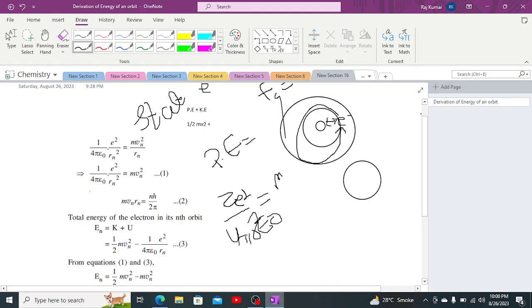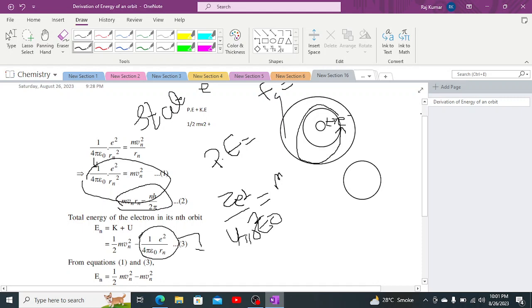The final formula ultimately became mvr = nh upon 2 pi, and the final formula became 1 upon 4 pi epsilon naught, Ze square upon R. How did it come? Because previously we had Z square upon 4 pi epsilon naught R square equal to mv square upon R. After simple multiplication and algebraic operations, by simplifying and solving it algebraically, both of these were simplified, due to which the final answer came to be, not 1 upon 4 pi epsilon naught, but Ze square upon 4 pi epsilon naught R. This is the final equation.